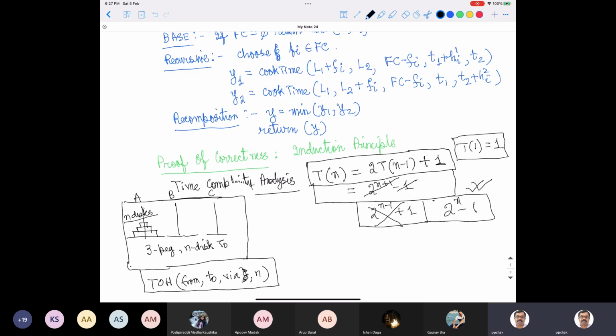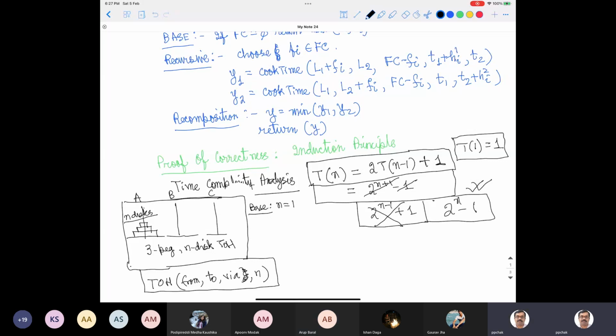Yes, sir. So let us now just quickly do a diversion because we have come to a very similar problem. Three peg, N disk, Tower of Hanoi. So what is my base condition? Yeah, n equal to 1.